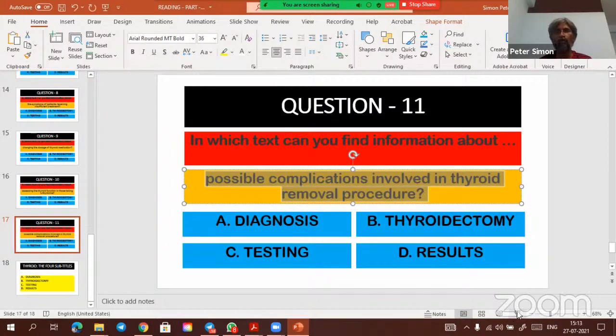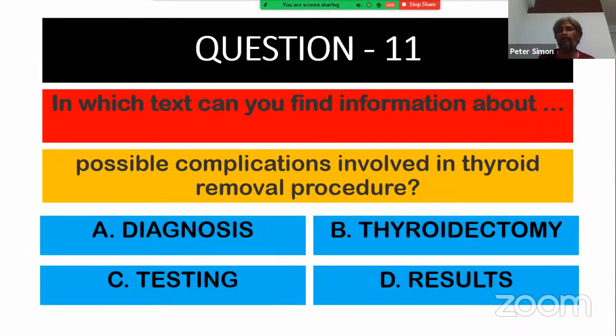Now here the question number 11 is: in which text can you find information about possible complications involved in thyroid removal procedure? In which text will you find it, A or B or C or D? That is what you have to tell me. So try to understand possible complications. Where do you find possible complications? Try to understand which is the key word here.